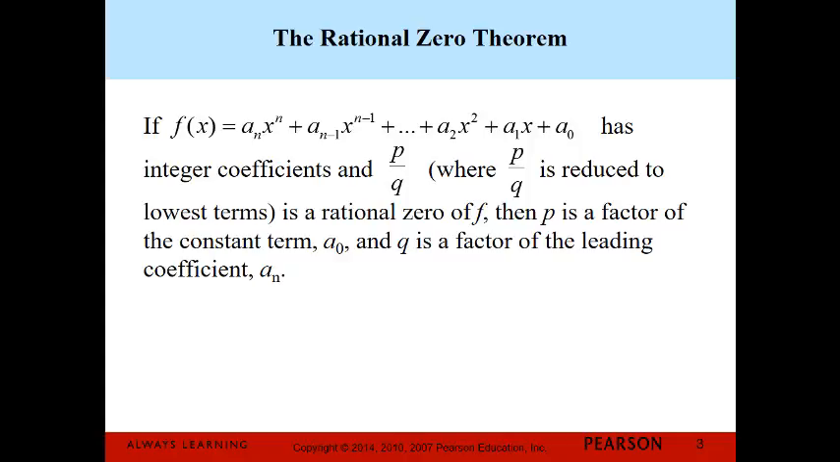This theorem tells us if I have a polynomial with integer coefficients and p over q is a rational zero of the polynomial that's in reduced terms or lowest terms, then p has to be a factor of the constant term a sub 0, and q is a factor of the leading coefficient a sub n. Very powerful, very useful theorem.